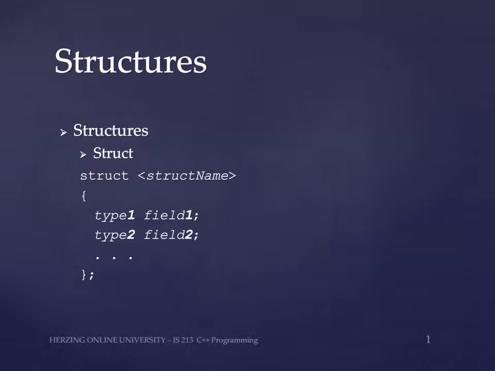Structures. In C++, a structure is a C++ construct that allows multiple variables to be grouped together. What you see on the slide is the general format of a struct. You have the struct keyword followed by the struct name, and then inside the brackets you have the definition of your fields and their types. So here you have the struct name and the field data type definitions.